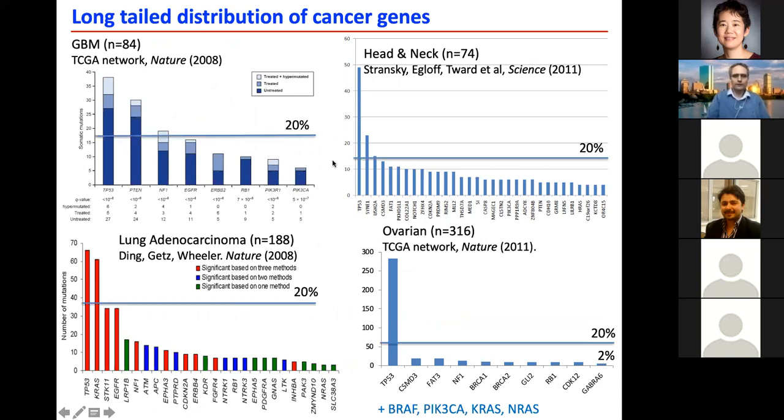And what was clearly observed is that only a few genes are mutated in more than 20% of the cases. And there's a long tail of genes that are mutated at lower and lower frequencies.